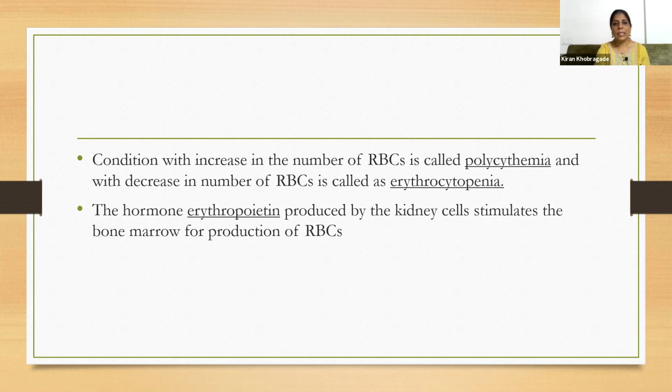Now, the condition with an increase in the number of RBCs is called polycythemia. When you have a large number of RBCs, normal average we have seen is 5.5 million per cubic millimeter. So when there is an increased number of RBCs, this condition is called polycythemia. Whereas a decrease in the number of RBCs is called erythrocytopenia. Now the hormone erythropoietin, produced by the kidney cells, stimulates the bone marrow for the production of RBCs.